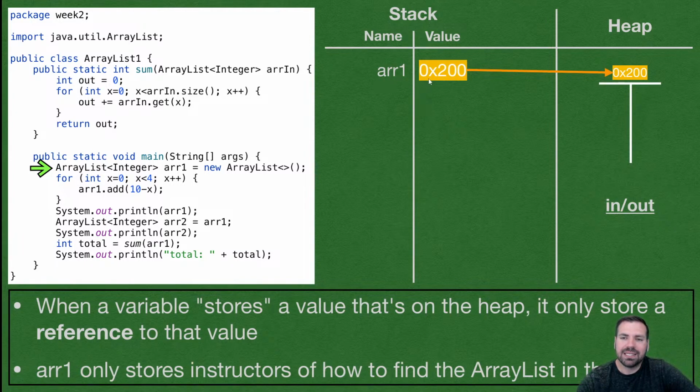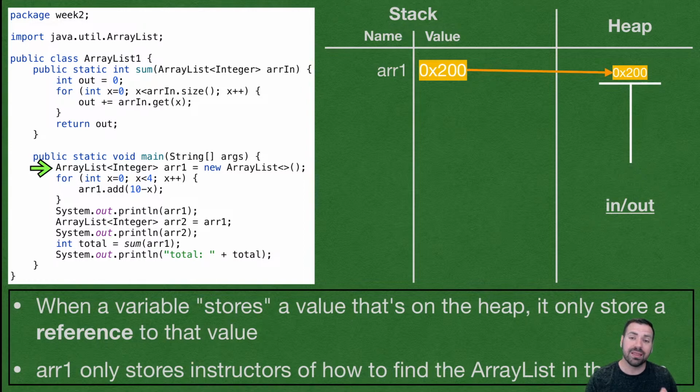So ArrayList has the roadmap only. It doesn't store an ArrayList, it stores the roadmap, the instructions, the directions. How do I get to that ArrayList? Go straight, turn left at the intersection, go 5 miles down the road, turn right, and then it's the first memory address on your left.